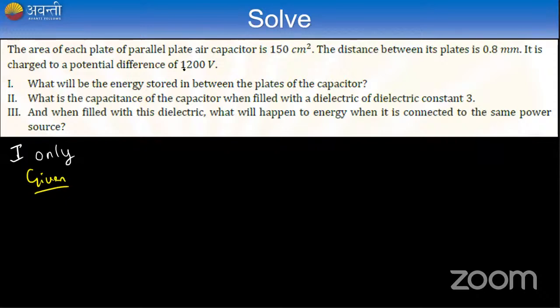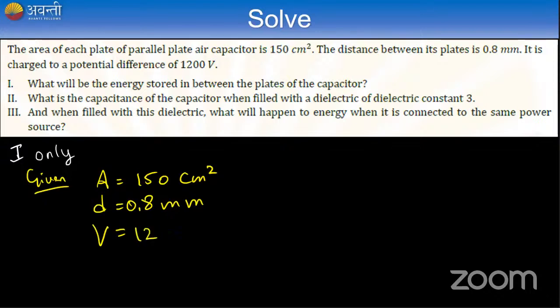say, the area of each of the plates. Area is 150 centimeter square. Okay, and the distance between the plates is 0.8 millimeters. So it's charged to a potential V of 1200 volts. What is the value of the energy stored? E is equals to what?